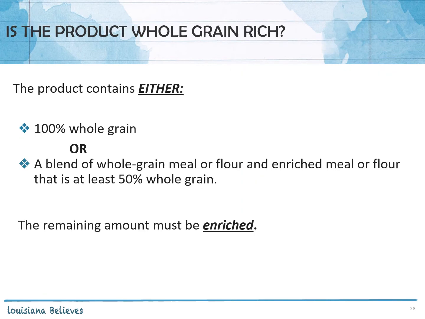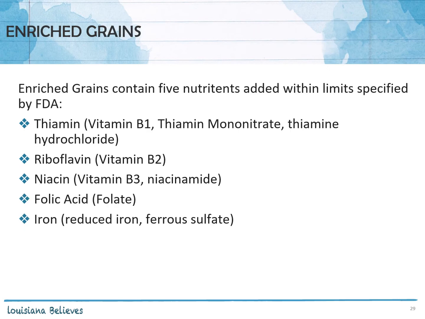In summary, to determine if the product is whole grain rich, the product must contain either 100% whole grain or at least 50% whole grain, with the remaining amount being enriched. All grains that aren't whole grain rich must be from enriched grains.